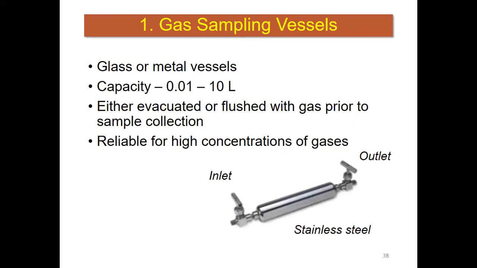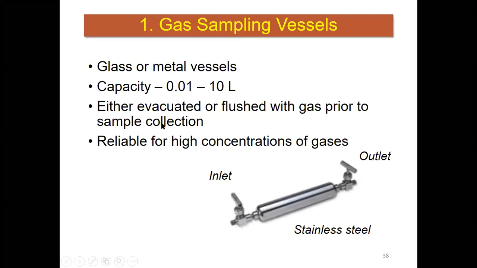The name implies that we use vessels to collect the gas samples. These vessels can be either glass or metal. In most cases, as you can see in the picture, stainless steel is used as the metal. Normally, the capacity of a gas sampling vessel can be between 0.01 and 10 liters. So 0.01 means 100 milliliters, up to 10 liters. So the capacity has a huge variation. Depending on our purpose and the nature of the surrounding air, we can determine which type of vessel we have to use.